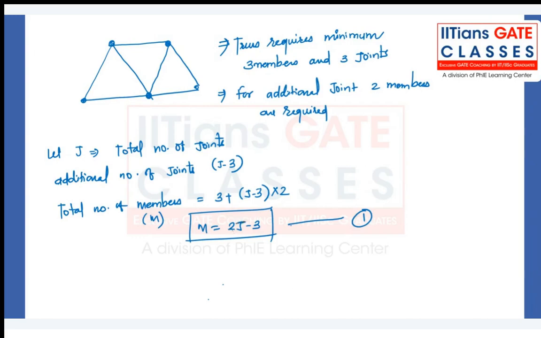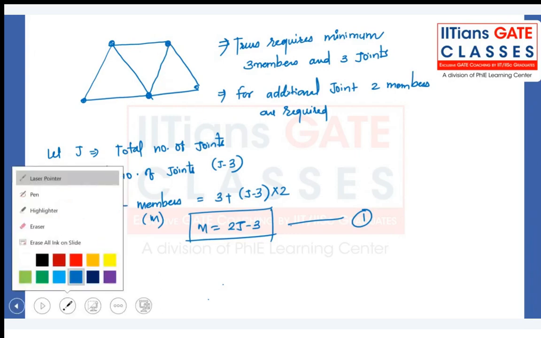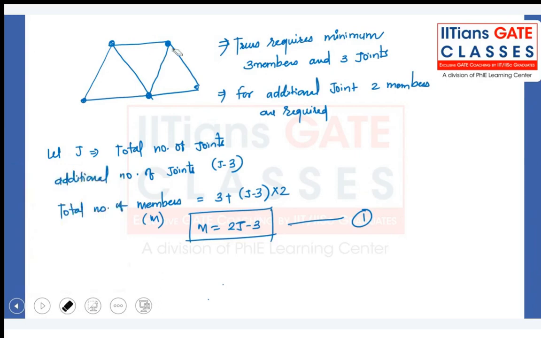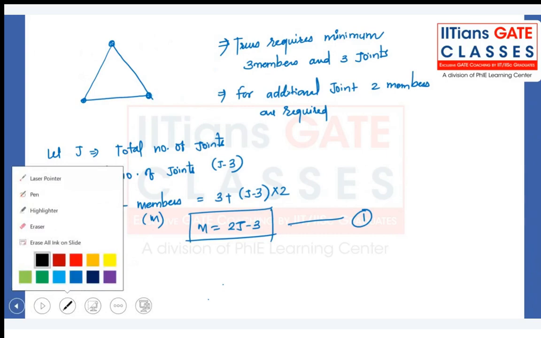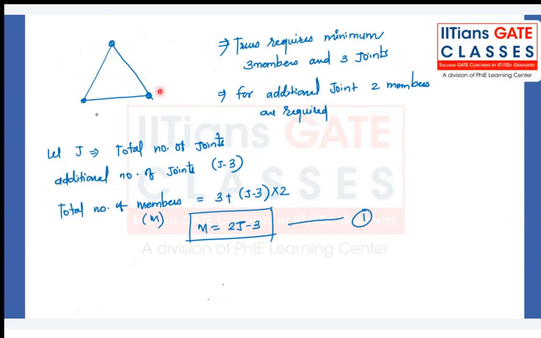Okay, Shrujana, I will repeat it once again. Listen carefully. Let's start with the basics. In order to make a single truss, how many members are there? 1, 2, and 3. 3 members are there, and 1, 2, 3 joints are there. I hope it is clear, at least the first sentence.